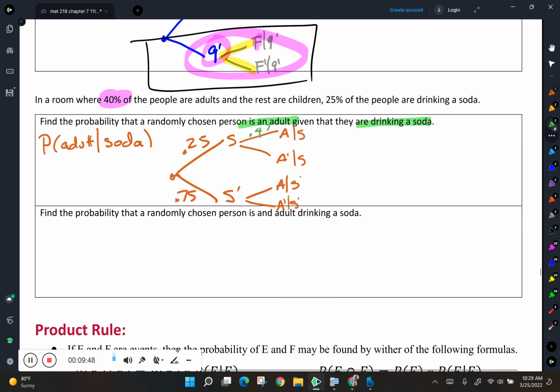Maybe I need the formula for this one. So what would the formula look like? Well, the formula would say that this can be calculated by finding the probability of adult intersection soda divided by the probability of soda.